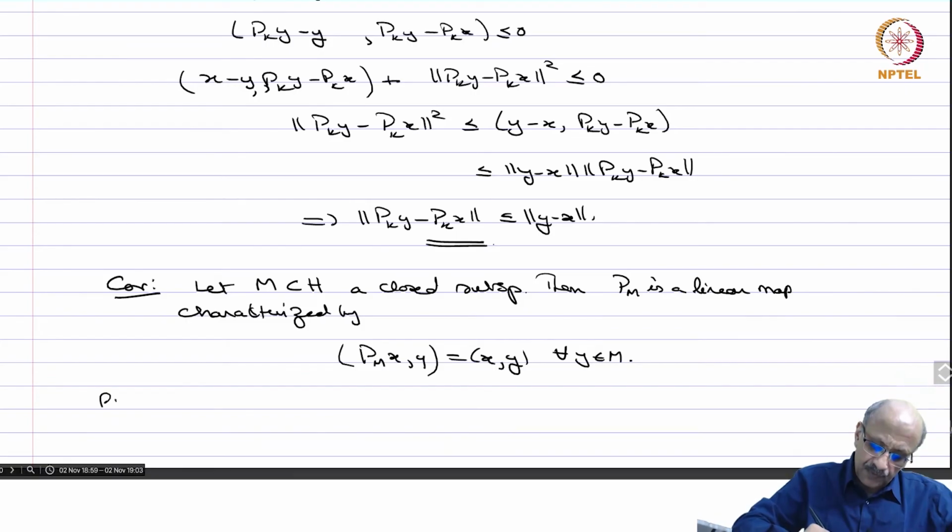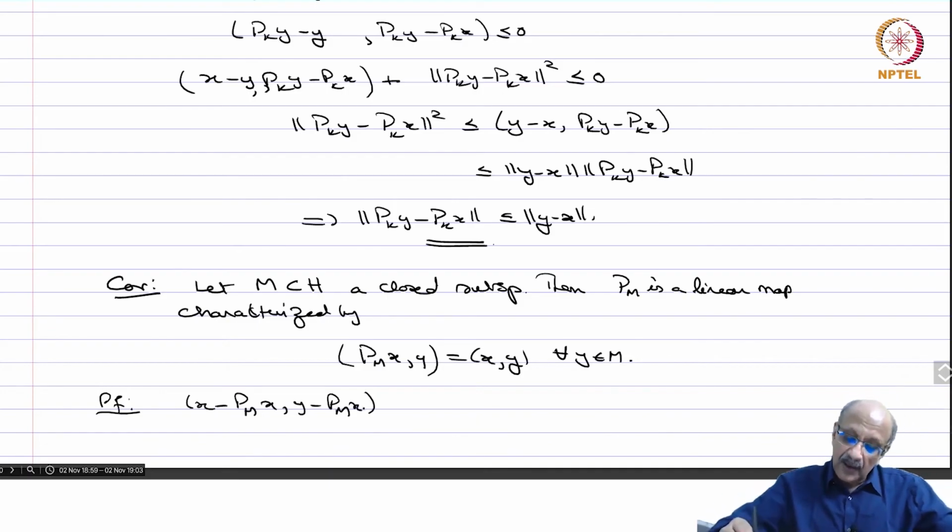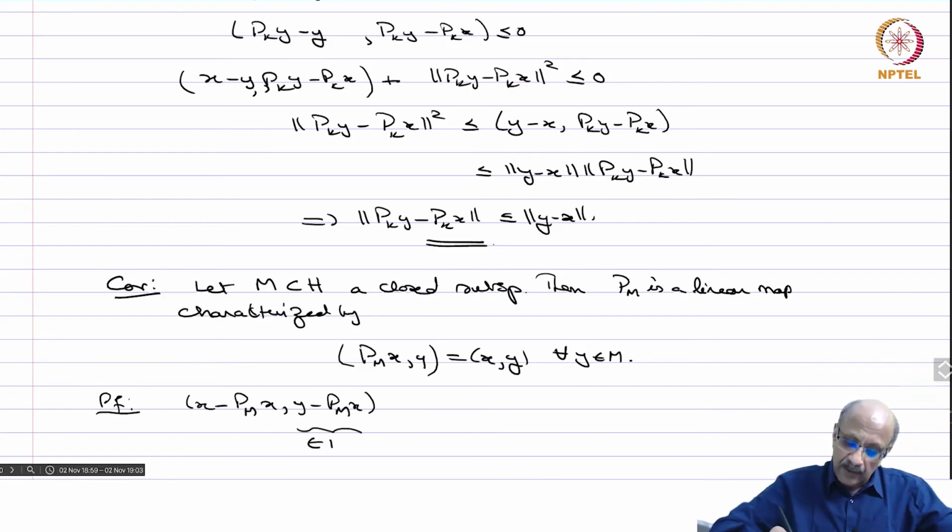So proof. So if ⟨P_M x, y⟩ is equal to ⟨x, y⟩, then obviously ⟨x − P_M x, y − P_M x⟩. Okay, so we have x − P_M x with any y in M is 0, so this belongs to M, and therefore this is equal to 0. Okay, and therefore it's trivially less than or equal to 0. So that way you have this.